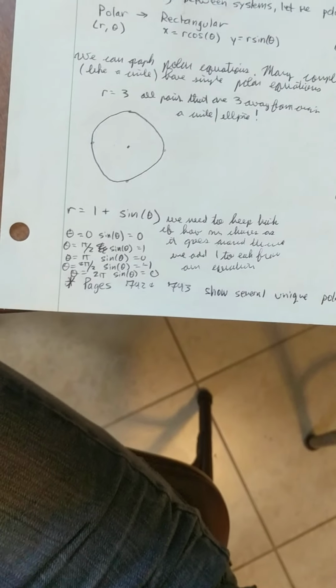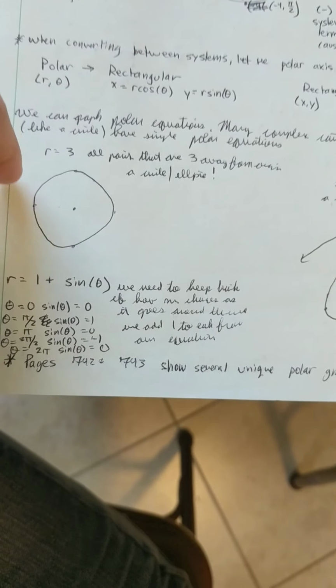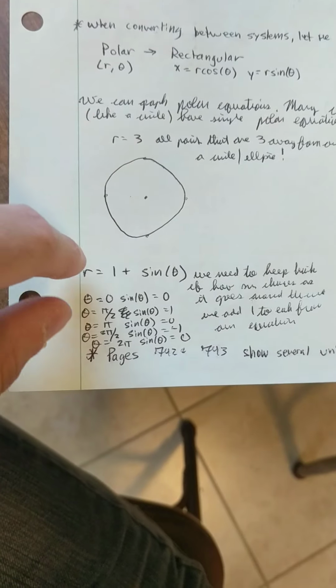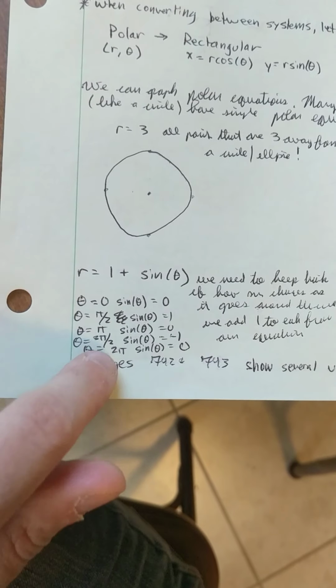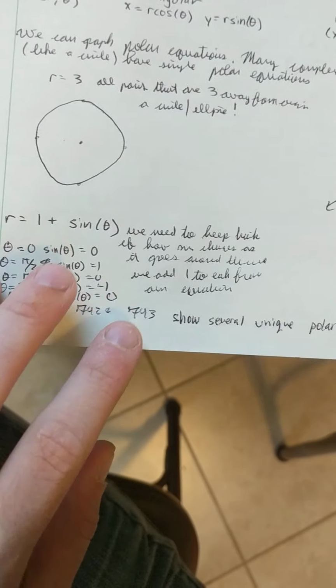So you'll notice that we'll have a whole bunch of different values of theta as we go in a revolution around our origin, and that's going to change our result right here, what we're graphing, okay?